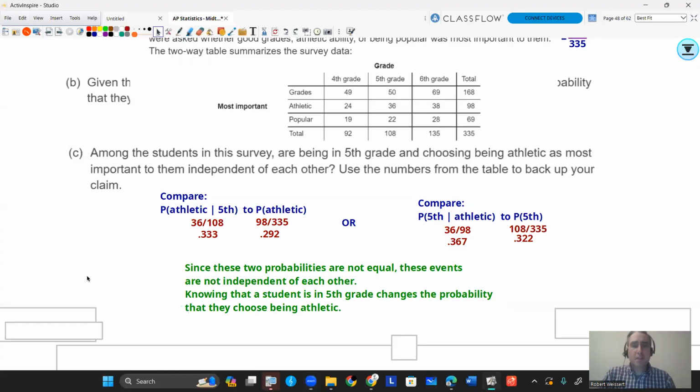You say something to this effect. Since these two probabilities are not equal, these events are not independent of each other. In other words, knowing that a student is in fifth grade changes the probability that they chose being athletic.